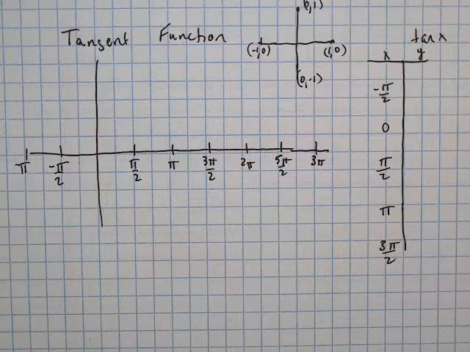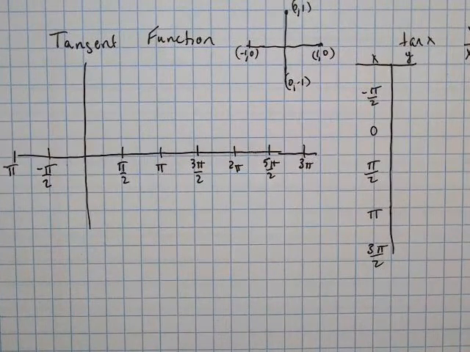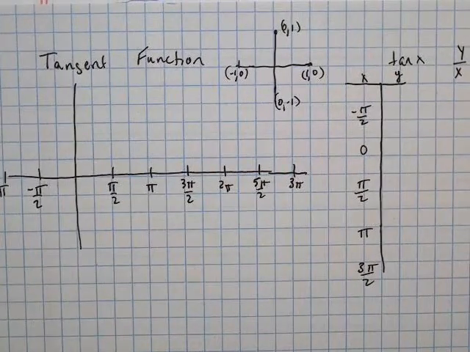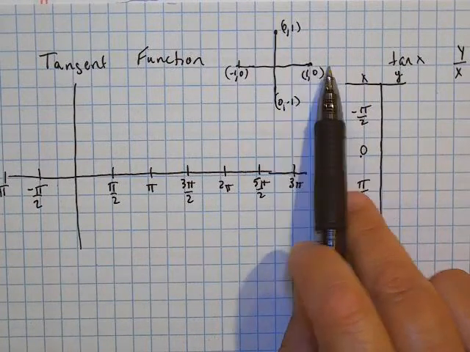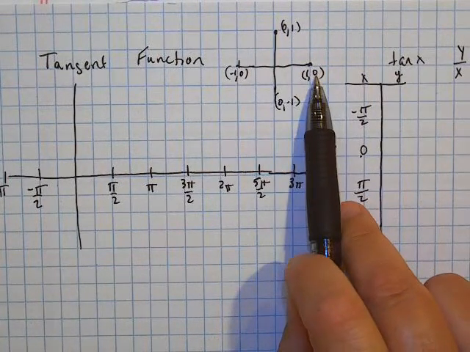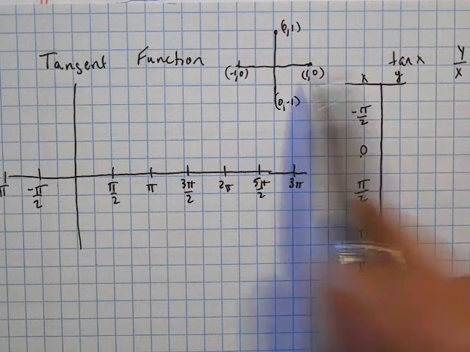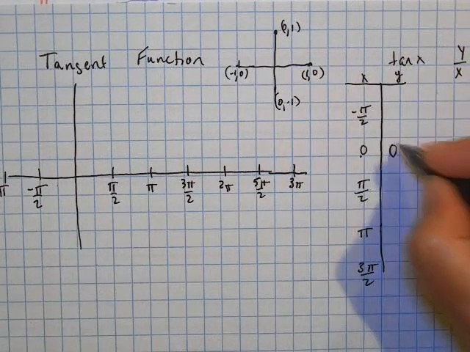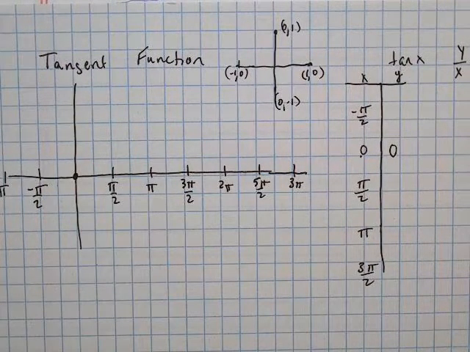So if you'll remember, tangent is always our y value over our x value. So let's just start with 0. If I'm looking at 0, if I take the y value over the x value, I have 0 divided by 1, which is 0. So at 0, there's a point 0.